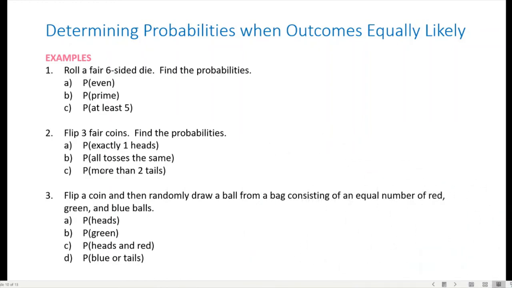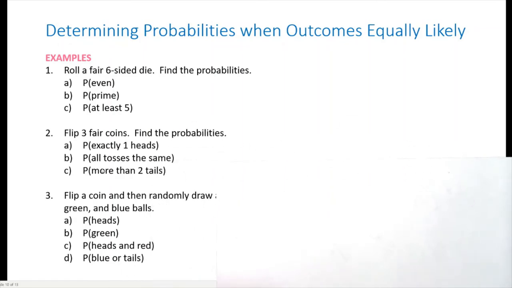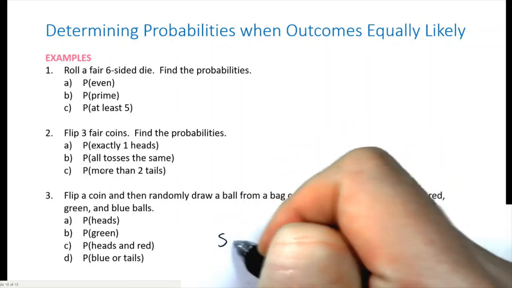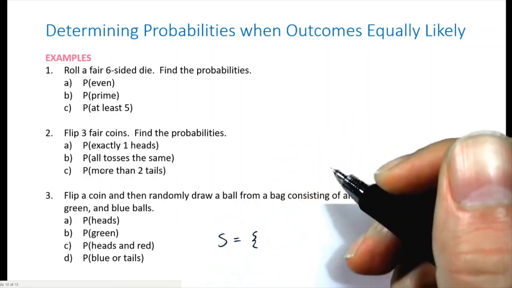Let's look at this one here. Flip a coin and then randomly draw a ball from a bag consisting of an equal number of red, green, and blue balls. Okay, so let's think about what the sample space here is.